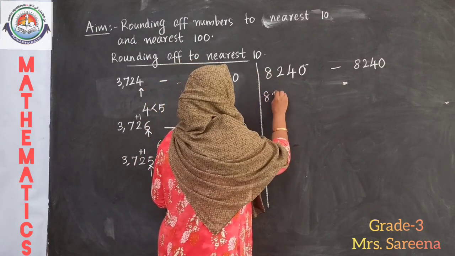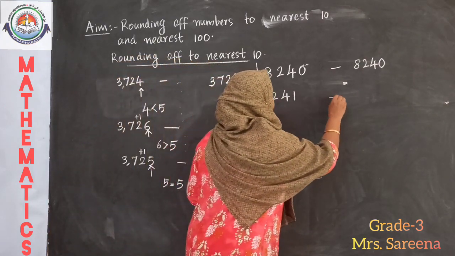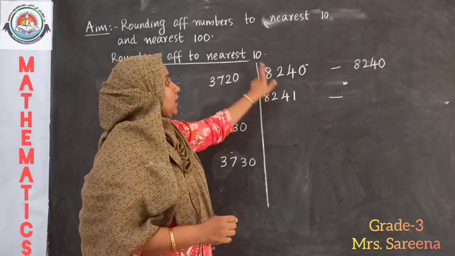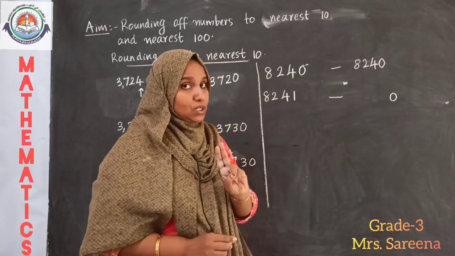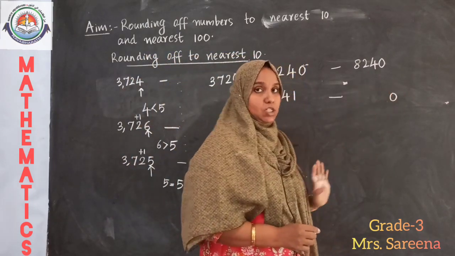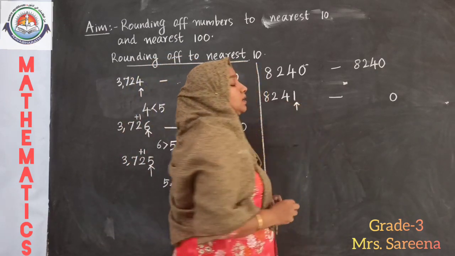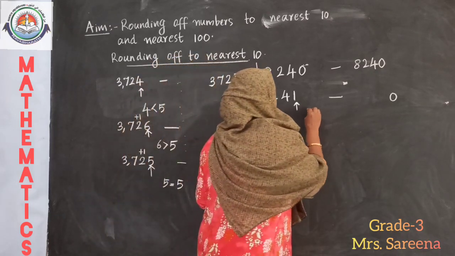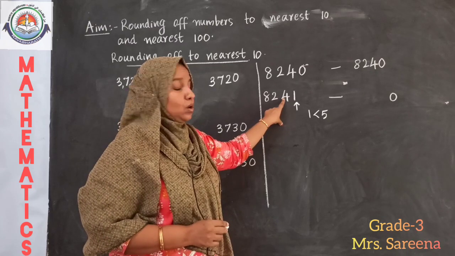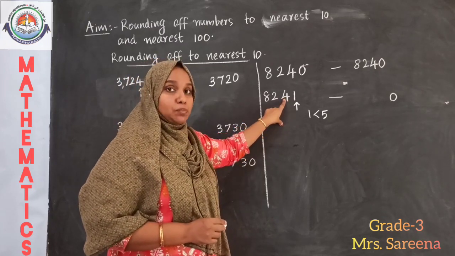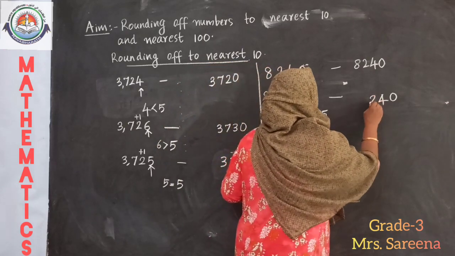Then we can consider another example, 8241. Children, I told you that after rounding off to the nearest 10, the number should end in 0. So we put 0 in the ones place first. Then check the number at the ones place. That is 1, and 1 is less than 5. So what do we have to do? Do we add 1 here? No. The number at the tens place remains the same, that is, it is 4. And the other numbers remain the same.